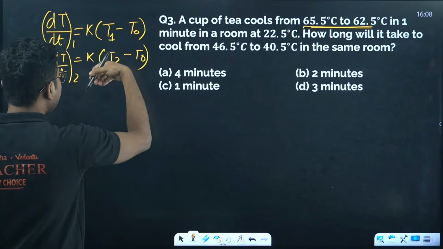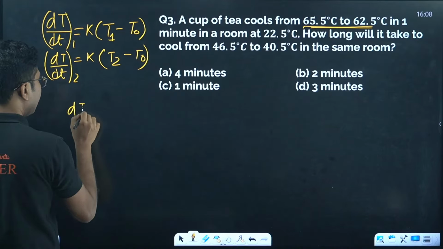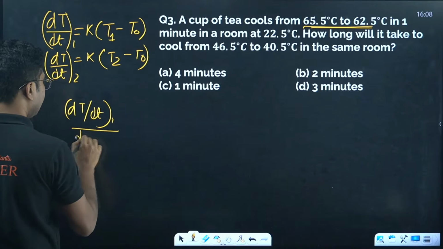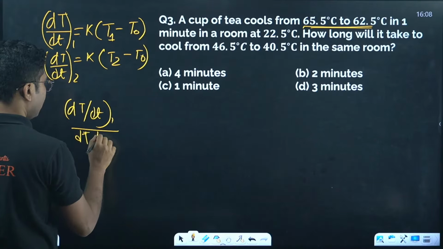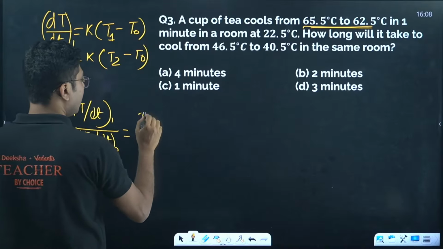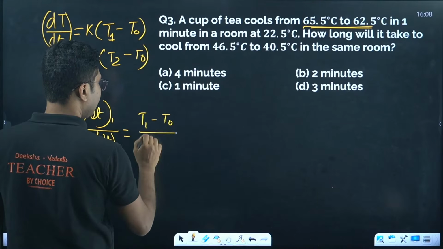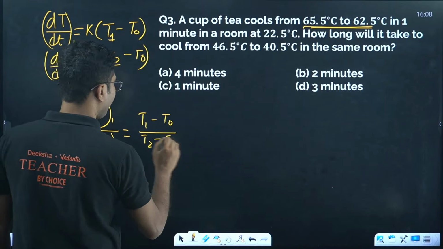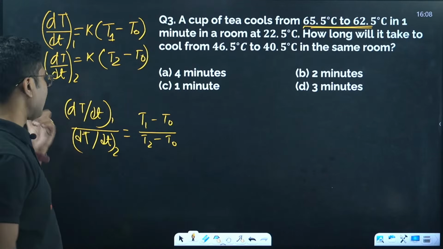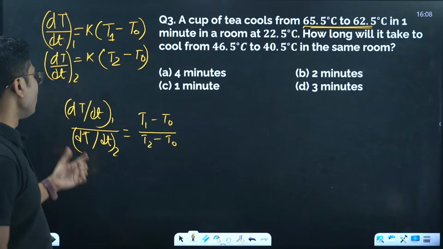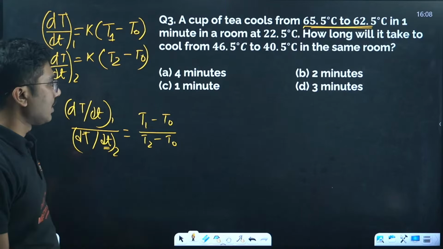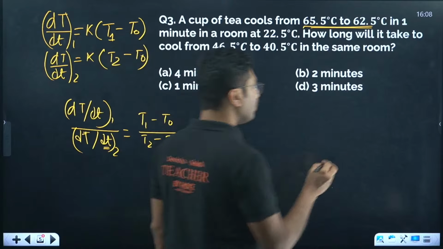Now if you divide these two equations, you can write dθ/dt1 by dθ/dt2 equals T1 minus T0 by T2 minus T0. So if you can find the values of T1 and T2, dθ/dt is already given for case number 1. For case number 2, dθ is given. You are trying to find the time difference. So let's do it part by part.